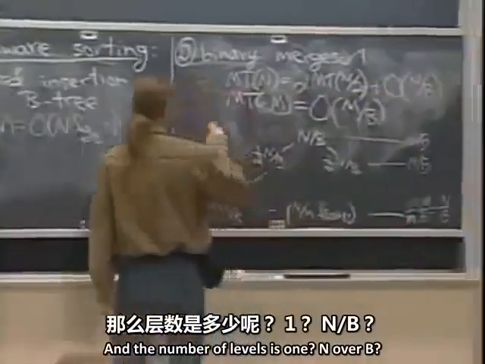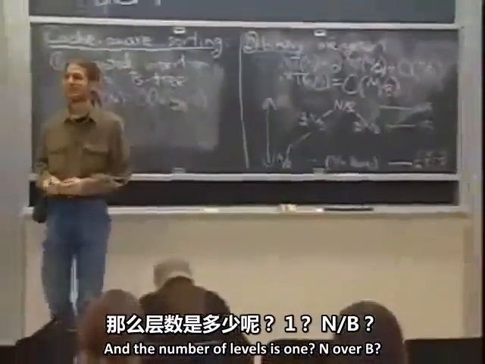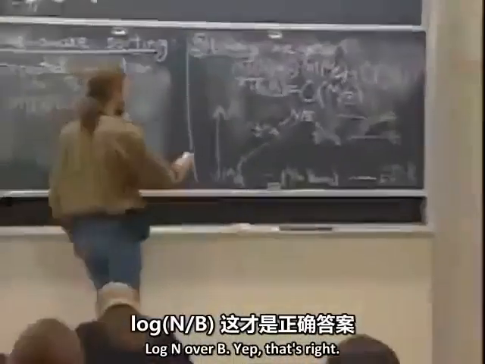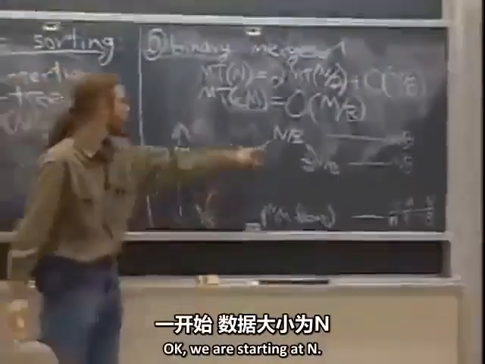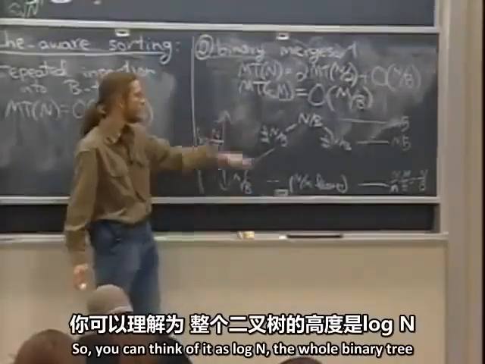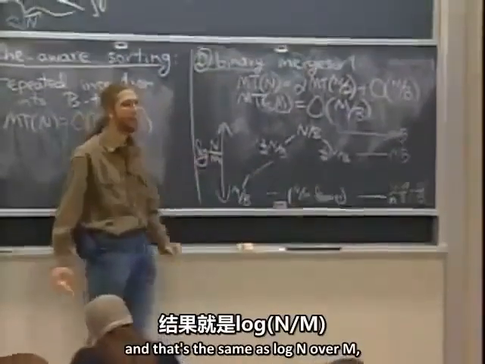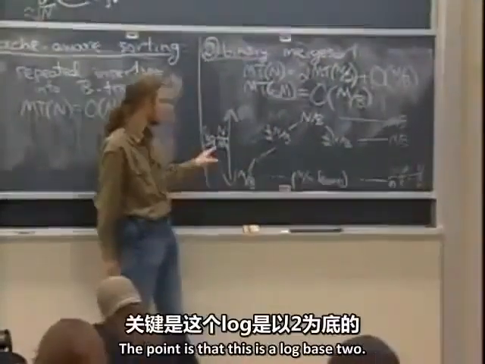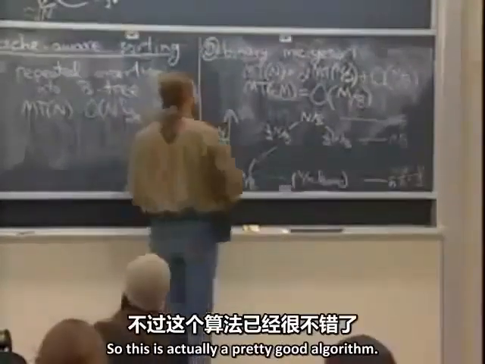And the number of levels is log n over m. Yep, that's right. We're starting at n, we're getting down to m. So you can think of it as log n for the whole binary tree, minus the subtrees, log m. And that's the same as log n over m, or however you want to think about it. The point is, this is a log base 2. That's where we're not doing so great. But this is actually a pretty good algorithm.